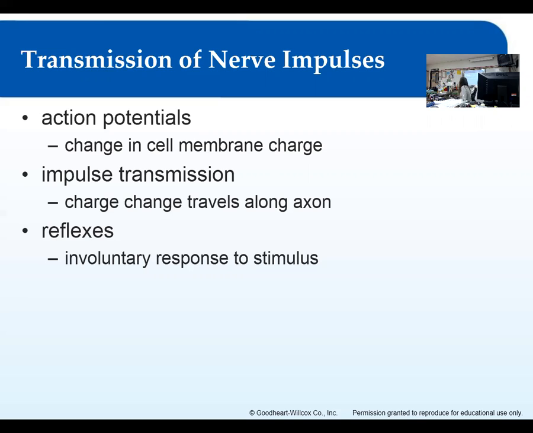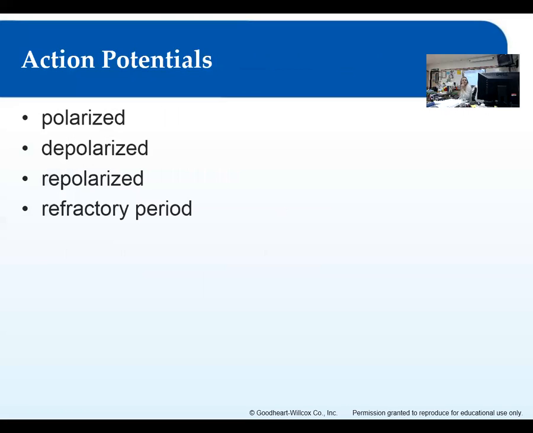So the three things we're going to talk about are action potentials, which is basically a fancy word for a nervous impulse, the movement of the message that the neuron is conducting; impulse transmission, which we'll talk about in a second; and then reflexes. So action potentials. Again, this is a nerve impulse, and you can follow along on page 202 if you want to. We talked about this a little bit, but it's been a while.